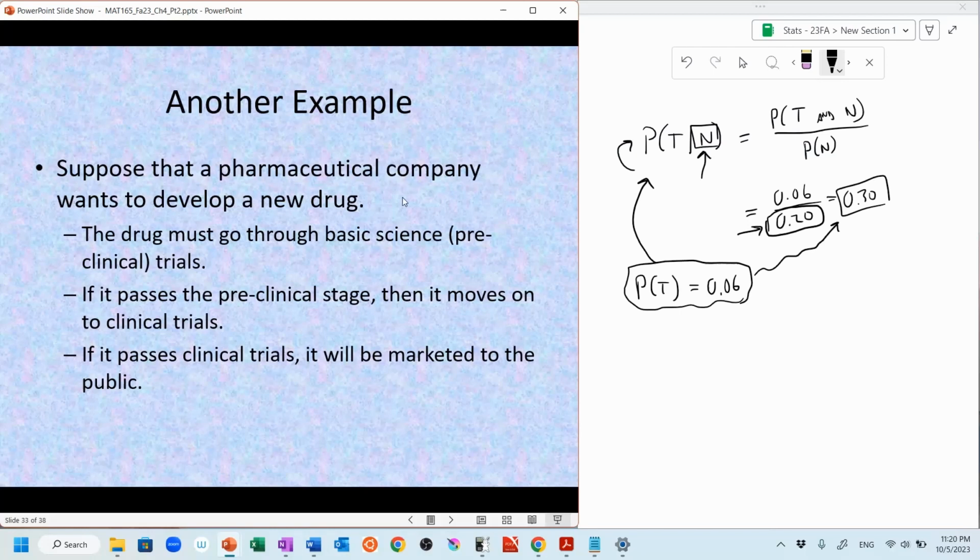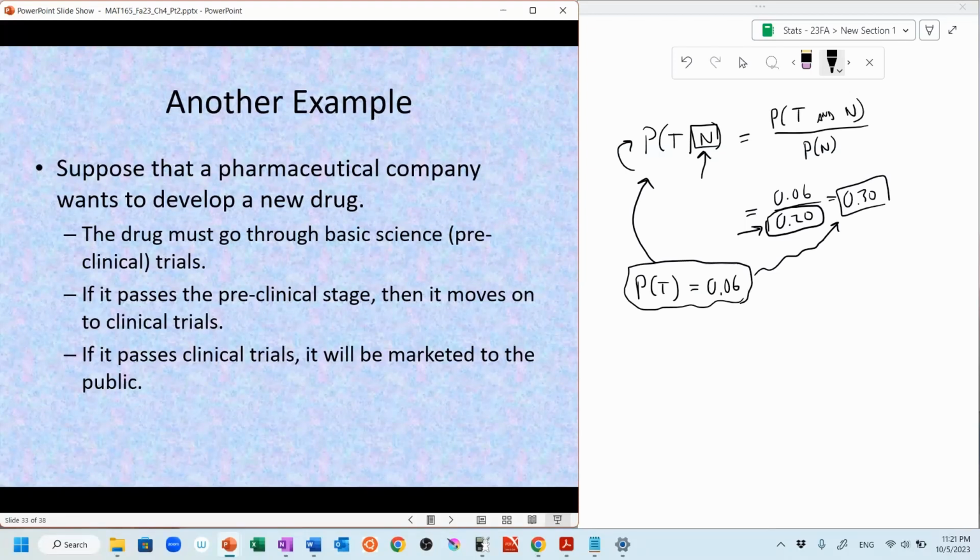So suppose that we are a pharmaceutical company. We want to develop a new drug. We want to bring a new drug to market. And we're going to think of an idea, a potential drug, as having to go through 2 stages successfully to make it to the market, to be able to be sold to the public and for us to make a profit off of it. The first stage is that the drug must go through basic science or preclinical trials. So we develop the drug, we manufacture it, we put it in a lab, smear it on a petri dish of bacteria or something, see if it kills the bacteria, those kinds of things. Maybe try some mouse models, something like that.